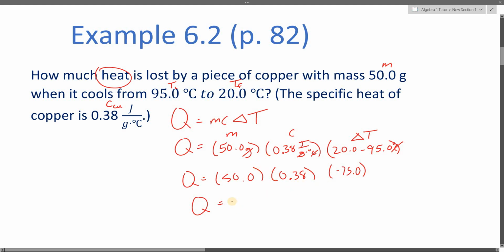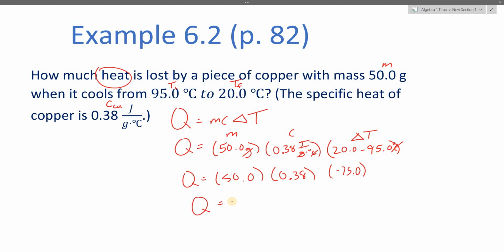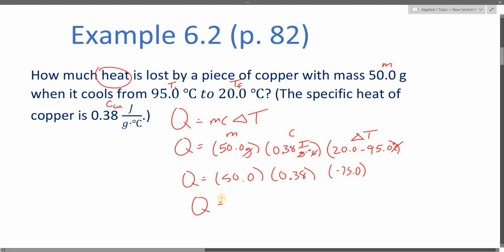So we're going to take 50 times 0.38, and then we're going to multiply that by negative 75. That will leave me with negative 1,425. Final unit is joules. And so there is our final answer in terms of energy for this question. So how much heat is lost?